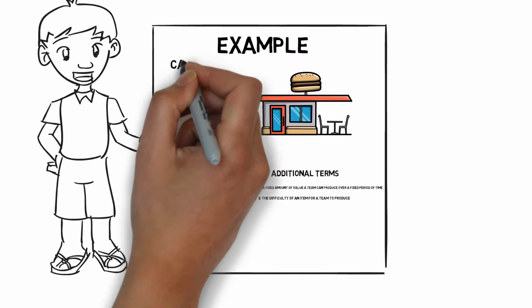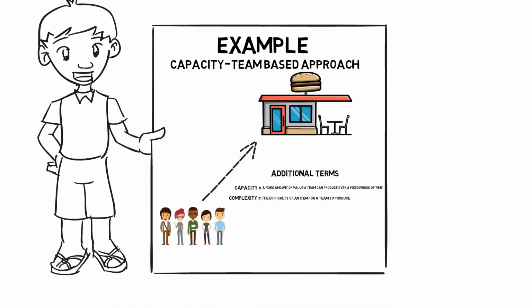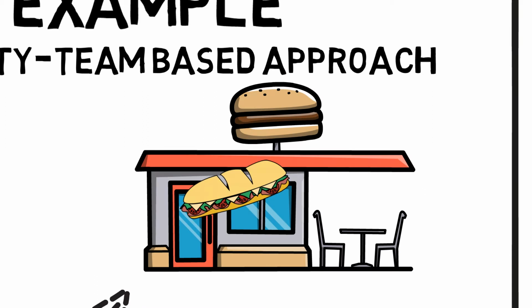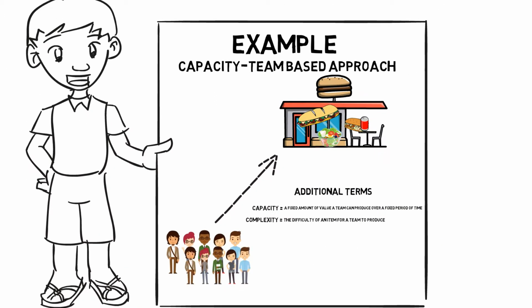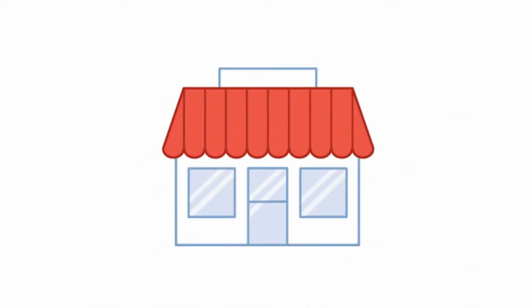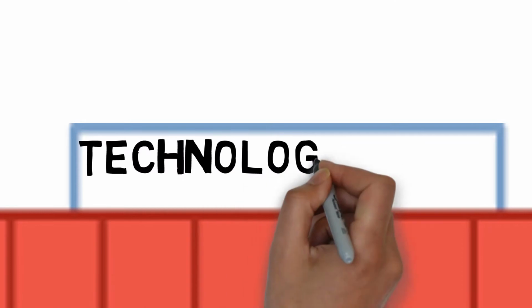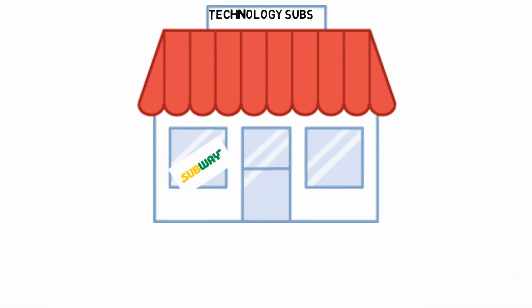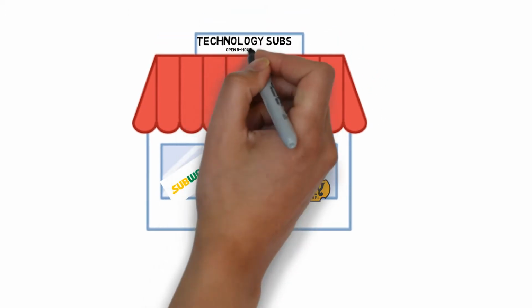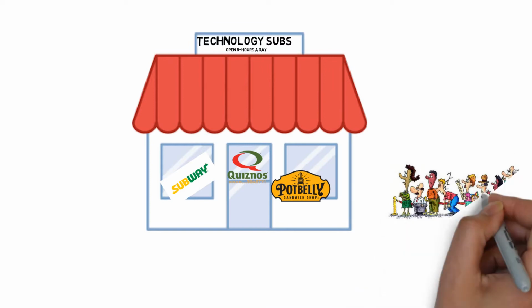The capacity team-based approach enables us to contract for teams to produce value even when the exact value the teams will produce or the number of teams required is unknown at the time of contract award. We decided to open a sandwich shop called Technology Subs. This sandwich shop is similar to other sandwich shops that we are all familiar with, such as Subway, Quiznos, or Potbelly.